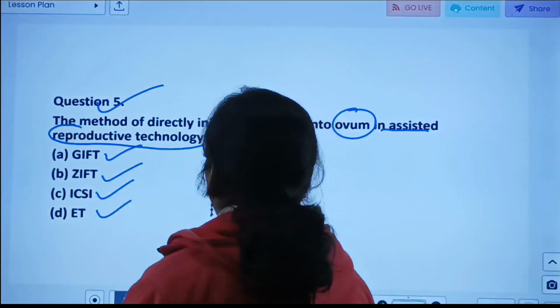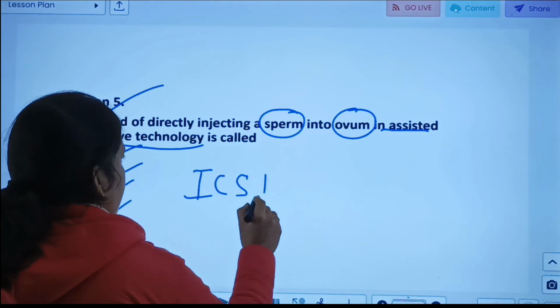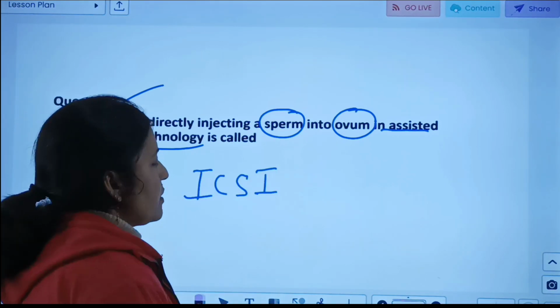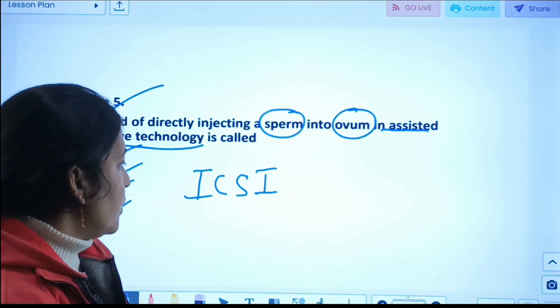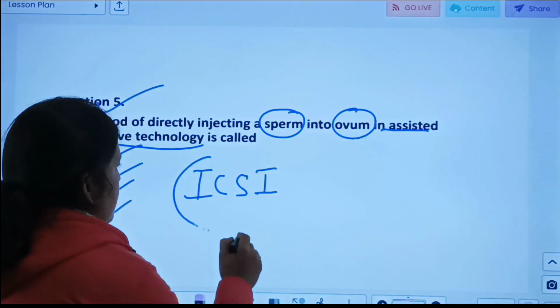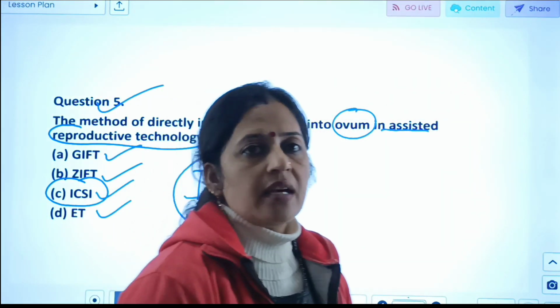So that technique is called ICSI, intracytoplasmic semination and transfer. So this is the right answer for the question number 5, ICSI.